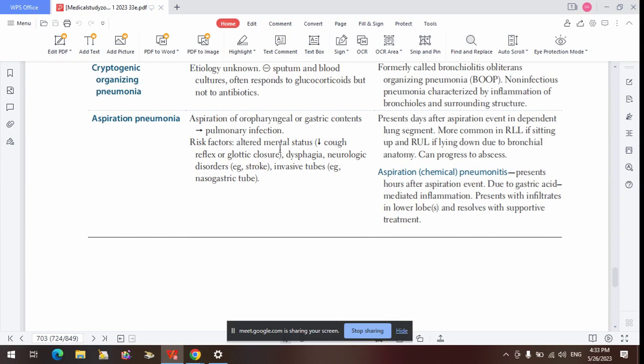So if somebody is sitting, the most dependent portion is usually the lower lobe, so the oropharyngeal or gastric content can just go down to the right lower lobe. If somebody is lying down, the most dependent portion is the right upper lobe. So the content just gravitates and settles within the right upper lobe if the person aspirates when lying down. And this can progress to form an abscess. So that's a bad one.